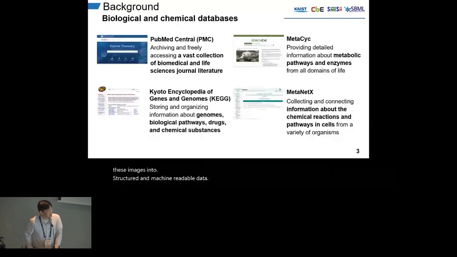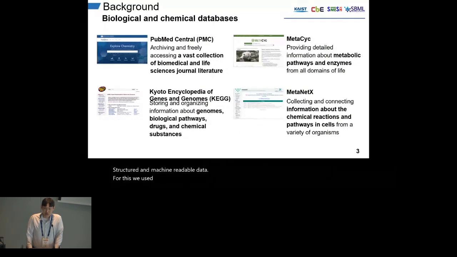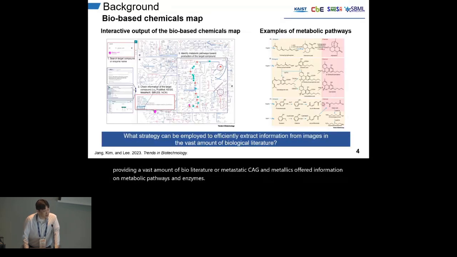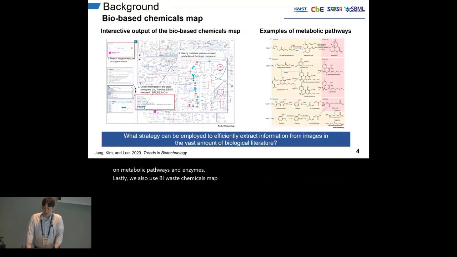For this, we used four major biological and chemical databases. PMC is an archive providing a vast amount of bioliterature. MetaSeq, KEGG, and MetaNex offer information on metabolic pathways and enzymes. Lastly, we also use the Bio-based Chemicals Map, which compiles validated pathways for hundreds of industrially useful chemicals.